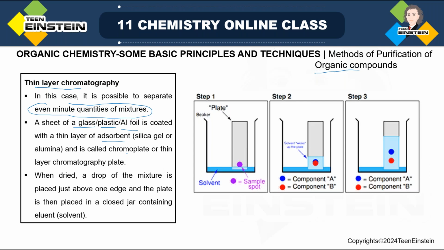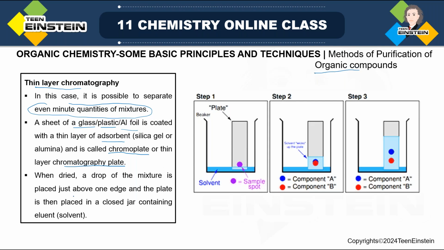But now we are not using a column, we are using a sheet made of glass, plastic or aluminum foil, and on the sheet there is a thin layer of this adsorbent, and that is why we call it thin layer chromatography. It is called a chromatoplate or thin layer chromatography plate. Sometimes it is also commercially available.